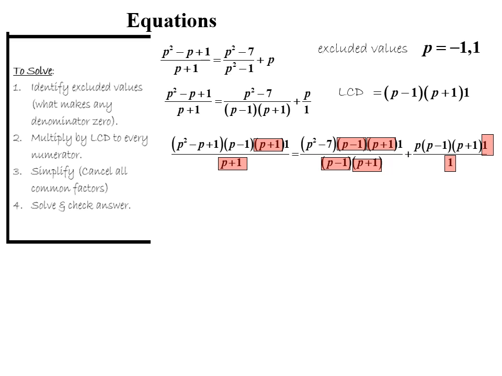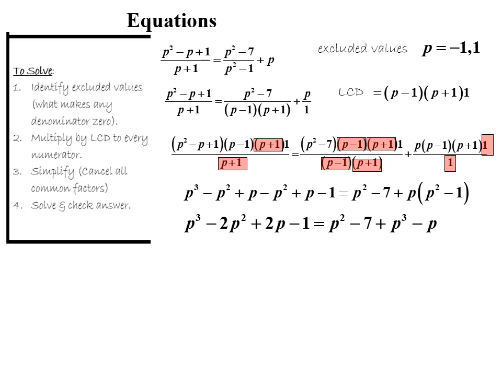Simplify: p squared minus p plus 1 times p minus 1. Multiply that out. P squared minus 7 times 1 is just p squared minus 7. And then p times p minus 1 times p plus 1. Well, p minus 1 times p plus 1 is p squared minus 1, times p gives us p cubed minus p. And then we can start combining like terms. Well, the p cubed terms cancel. We've got negative 2p squared, move that to the right, so it gives us 3p squared on the right. Subtract 2p gives us minus 3p on the right, and then move the 1 over. Negative 7 plus 1 is 6.